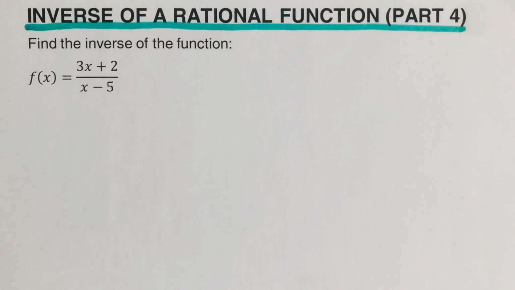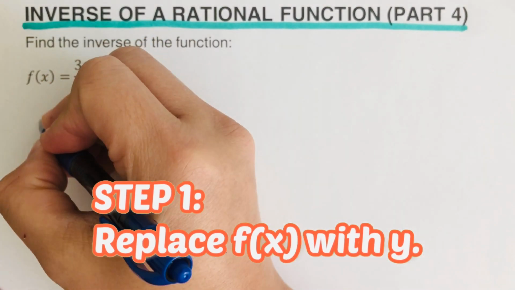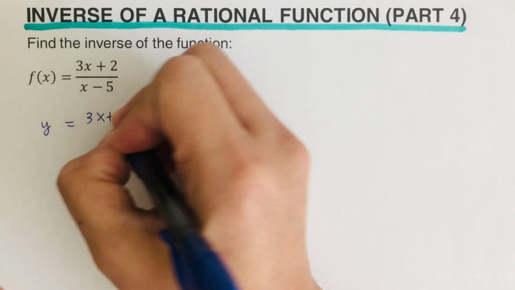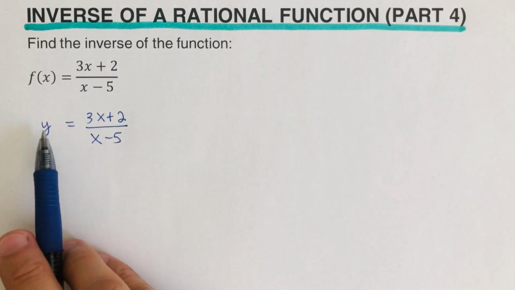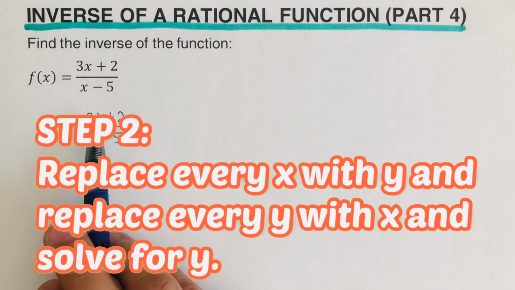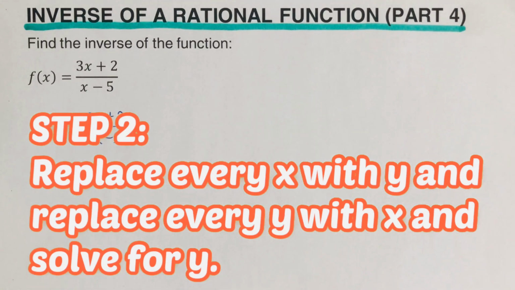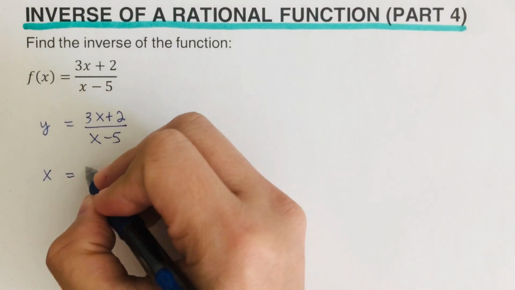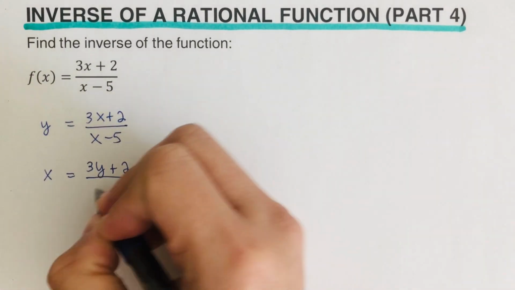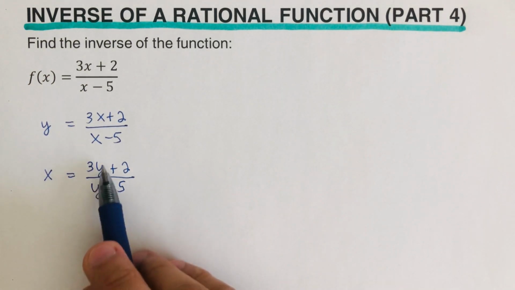The first step is to replace f of x with y. So in this problem right here, I'm going to change this f of x to y. Once we changed this f of x to y, we're ready to move on to the second step. Replace every x with y and replace every y with x and solve for y. So pretty much this y will become an x and this x will become a y. Part of this step is to solve for y by itself.